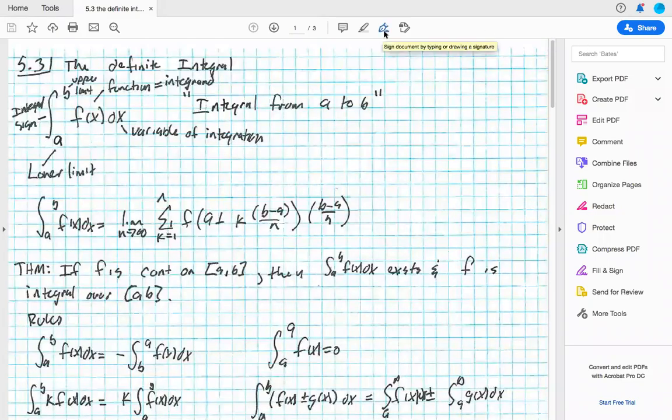Okay, so 5.3 is about the definite integral, and this is what we're going to spend the bulk of the rest of the term looking at. So it's good to really get our heads around this.